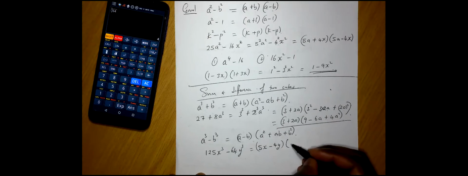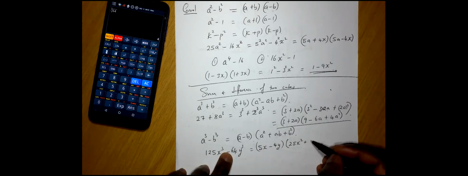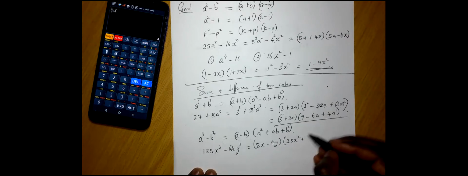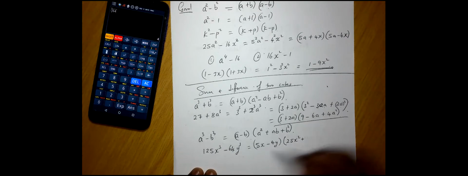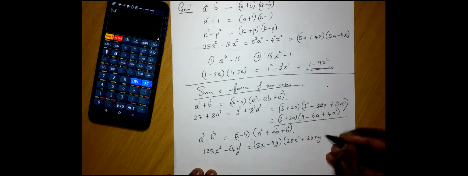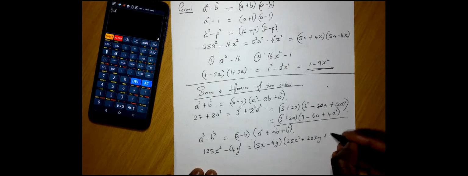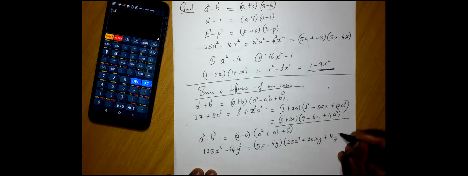Then another bracket here is going to be 5 squared, which is 25x squared, plus, because remember with a negative, plus. What do we have here? A times b is 2, so you're going to say 5x times 4y, which is equal to 20xy, plus this one squared, we square it, you get y squared. That's what we have. This is how you solve it.